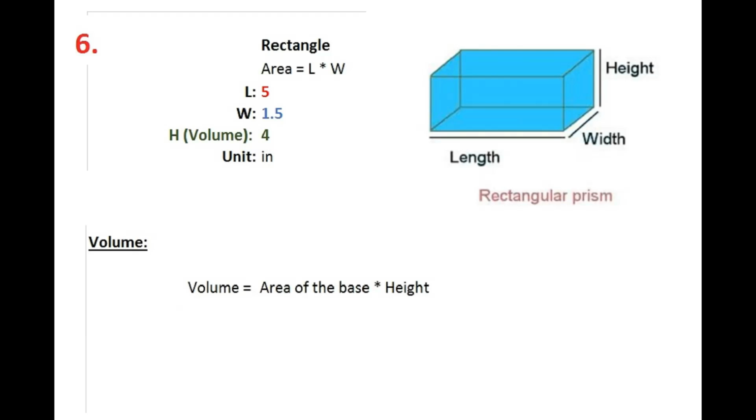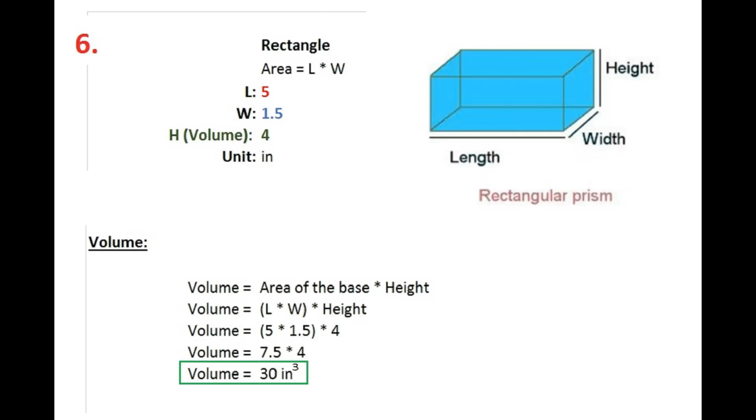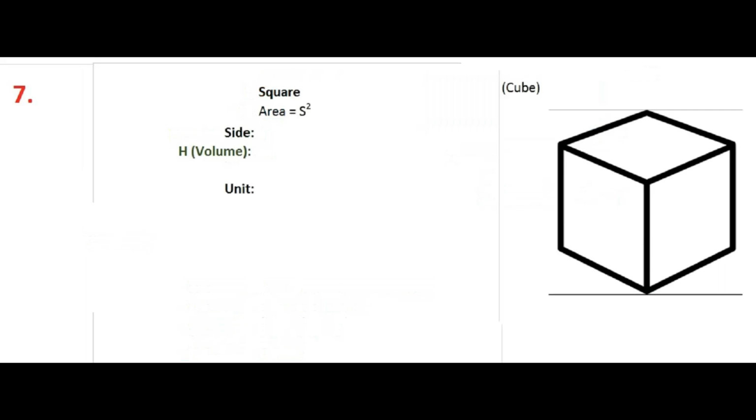The volume is simply the area of the base times the height. So we have length times width times height. We have 5 times 1.5 times 4. Simplifying, we have 7.5 times 4. And our volume is 30 inches cubed. 30 inches cubed. All right, carrying on. We're going on to number 7.